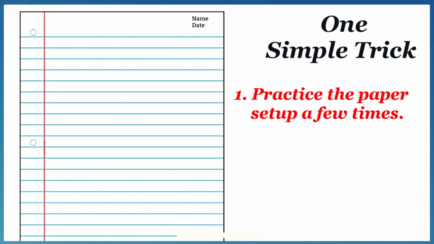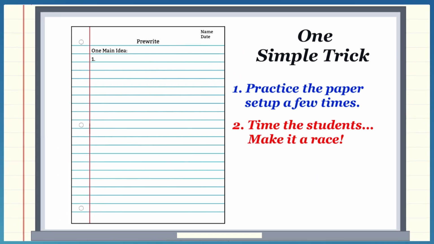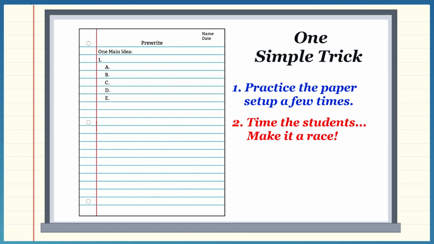After we've practiced it a few times, I'll actually time them. I'll say the magic words, you're about to write a paragraph, and I'll give them 60 seconds to see how many of the students can set up their paper within 60 seconds, and all of them can do it. At the end, I give the speech again. That's it. That's the trick.